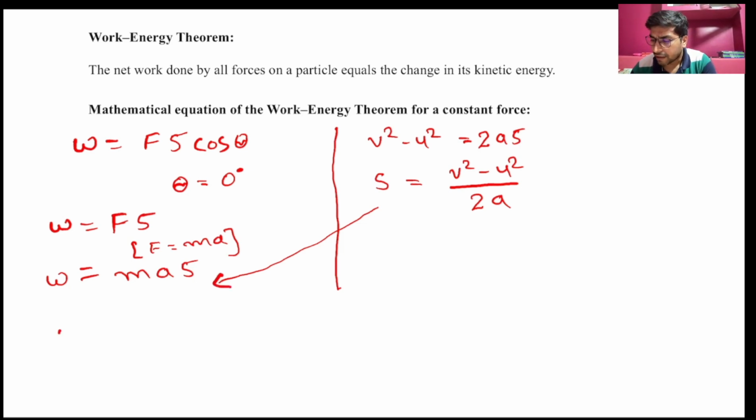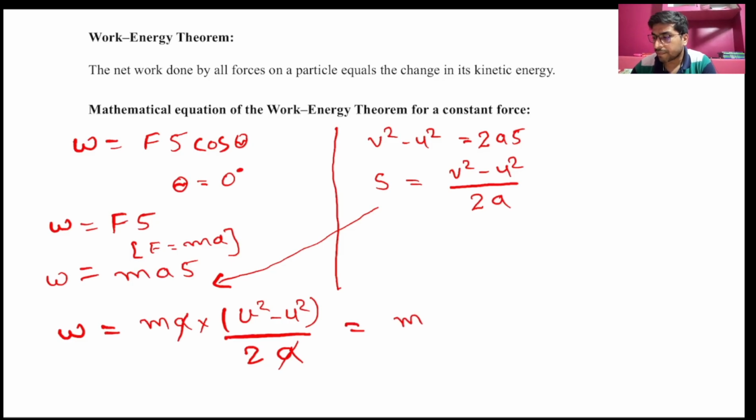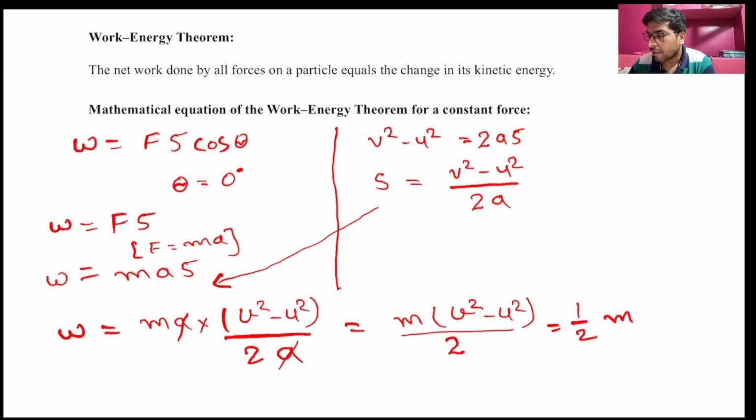So now we will get W is equal to m into a into (v square minus u square) divided by 2 into a. a will get cancelled out and it will leave m (v square minus u square) divided by 2. Now again we can write the same expression, half m v square minus half m u square.